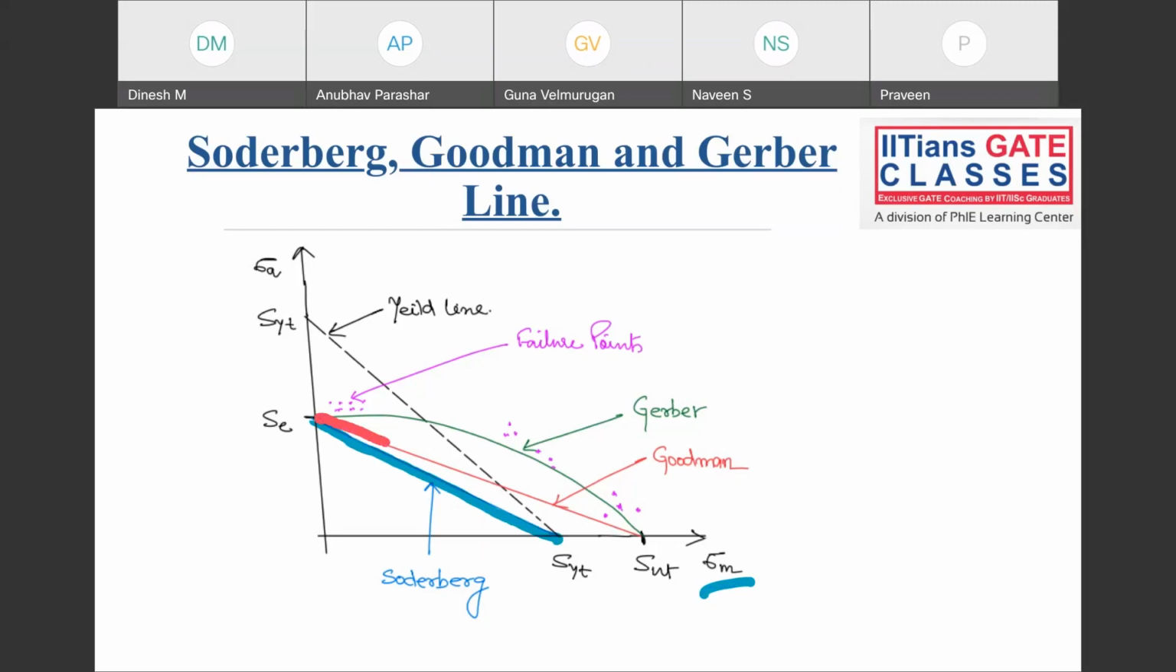Then there is a line joining SE, that is the endurance limit, and SUT. That is known as the Goodman line. Then you have one line which is a parabolic curve joining SE and SUT. This line is known as the Gerber line.